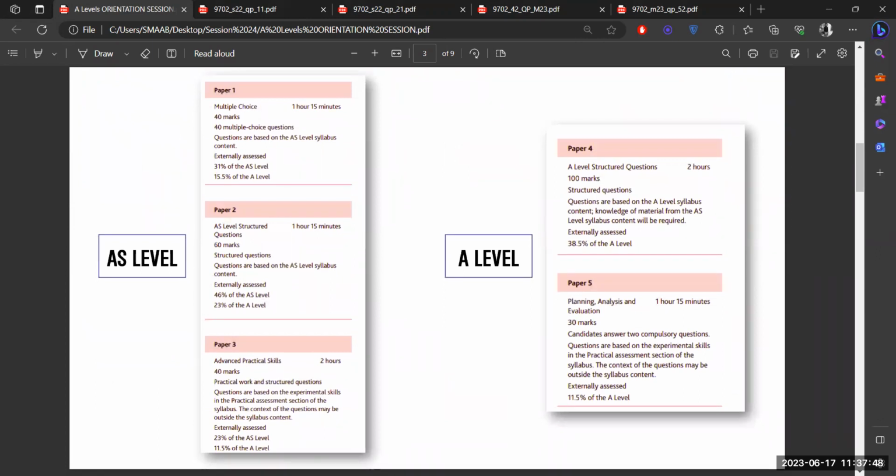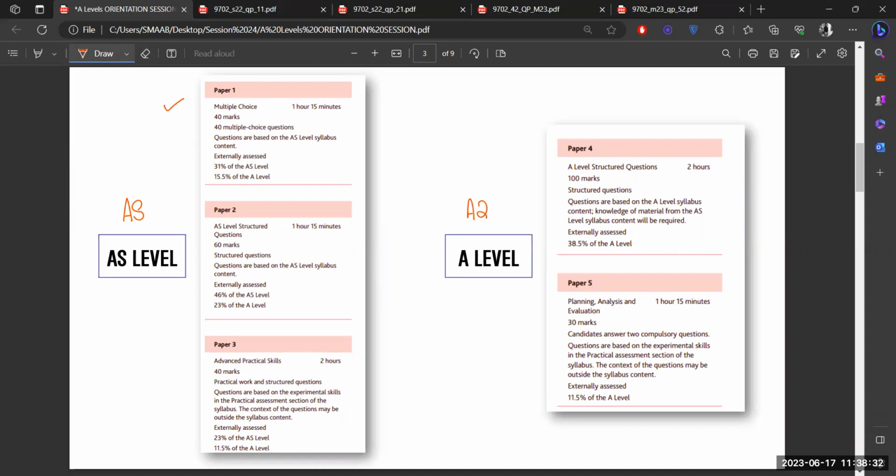Actually, your A levels is normally divided into 2 years. It depends upon the student, but if we are going in the normal pattern, students divide their A level into 2 years. The first year is your AS level, and then the second year is your A level, that is also known as A2. So this is your AS level, and this is the paper pattern on the left hand side for AS level, and on the right hand side this is for your A level, that is the final year of A levels, or we can say A2.